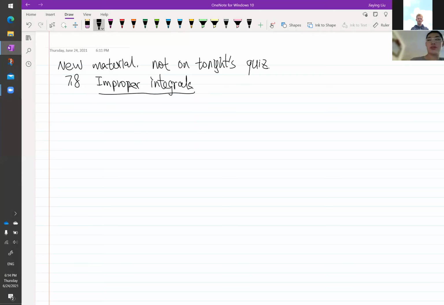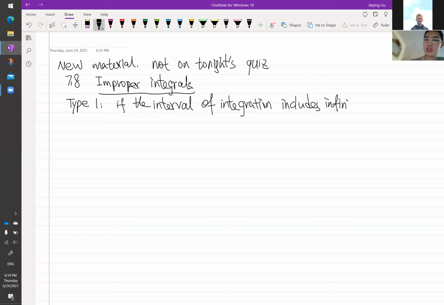So what is an improper integral? There are two cases. The first type, type 1: if the interval of integration includes infinity, or is infinite, then the integral is improper.